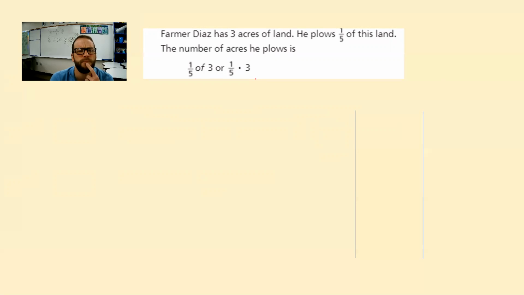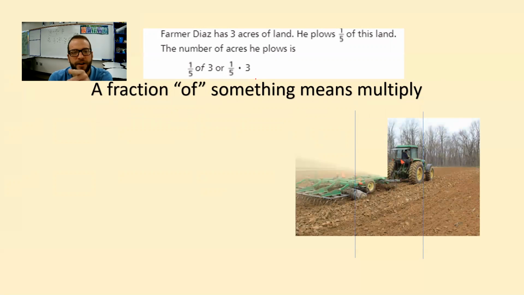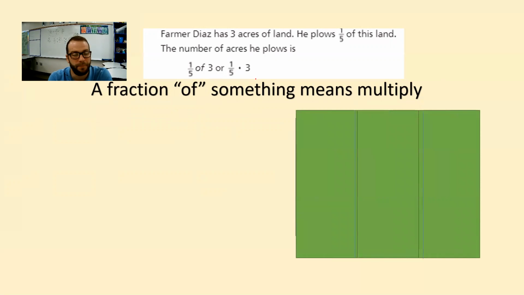So let's get a visual here. 1/5 of 3. Okay, so yeah, we said that. A fraction of something means multiply. There is Farmer Diaz. Look at that man work. Look at his land. Looks beautiful. Farmer Diaz got a nice piece of equipment there, and he's got 3 acres, but he plows 1/5 of it. So we need to figure out how much land old Diaz plowed. Here's a beautiful picture representing all of his land, but not yet the land that he plowed, right? Those are his 3 acres. See, I broke them into boxes of acreage, and then he's going to plow 1/5 of it.